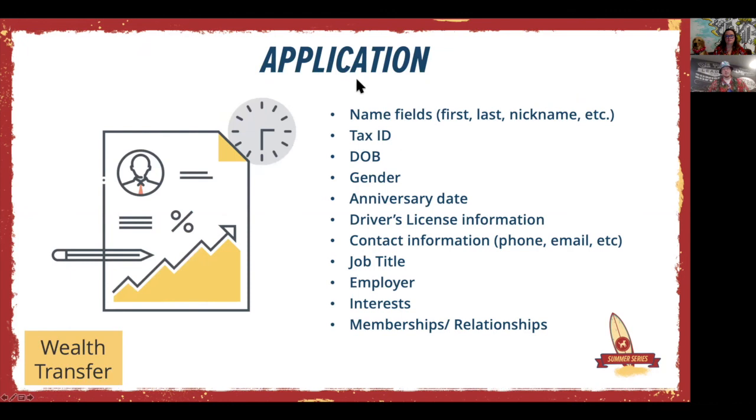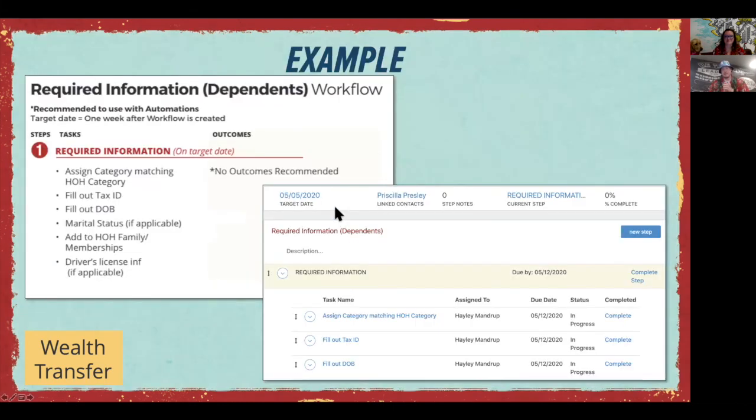But regardless of whatever it is that you do, here are some things that we see commonly used by Redtail users when adding information about family members. And then the example that we have for you is what is called a required information workflow. So how this works is it is a workflow of those different essential pieces of information.